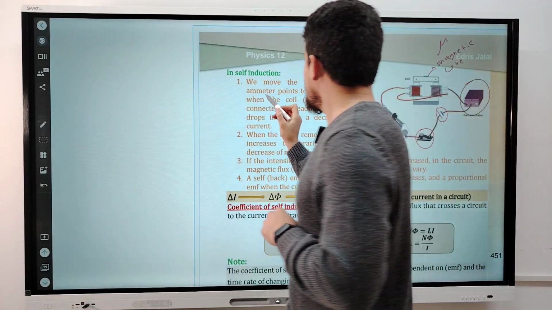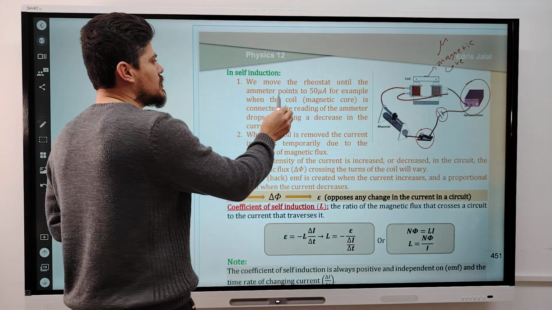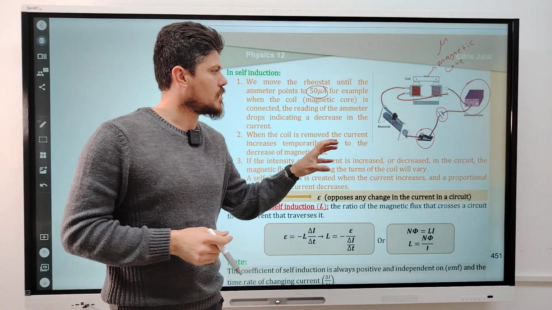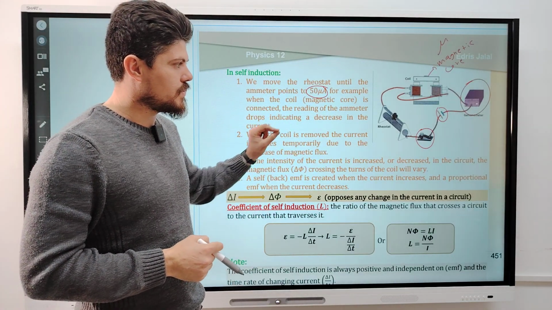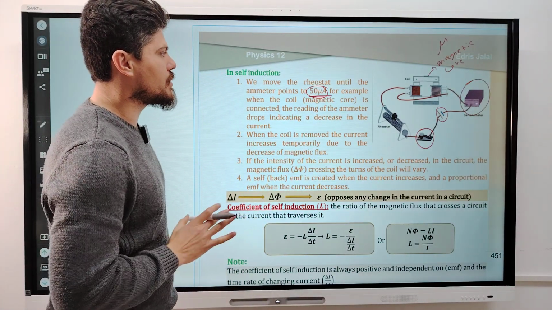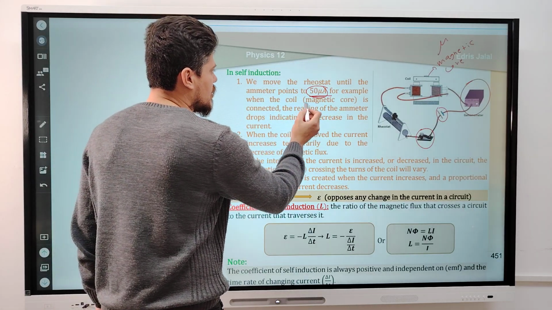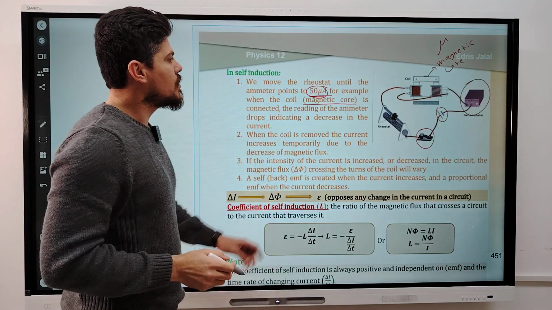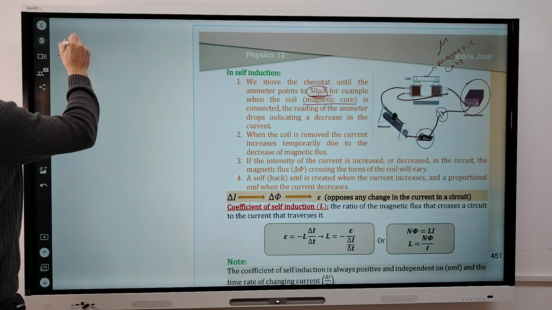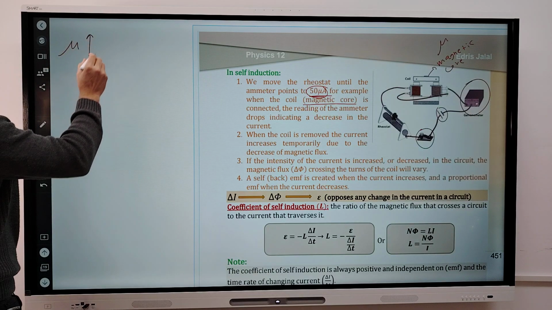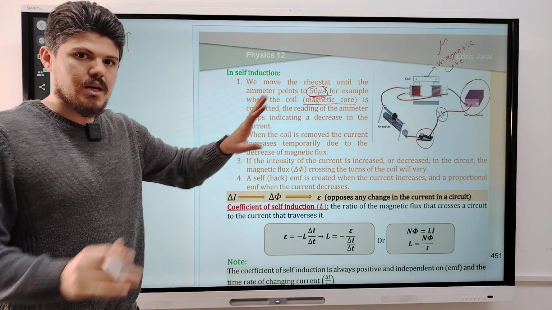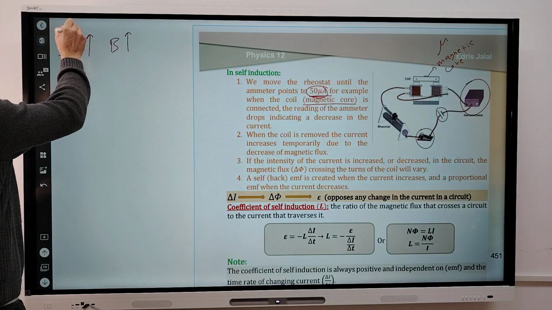Okay? So we move the rheostat until the ammeter points to 50 microampere. So we can control the magnitude of the current by the rheostat. For example, when the magnetic core is connected, what happened to the mu? Increases. When the mu increases, what happened to the magnetic field? The current is constant here, okay? At constant current.